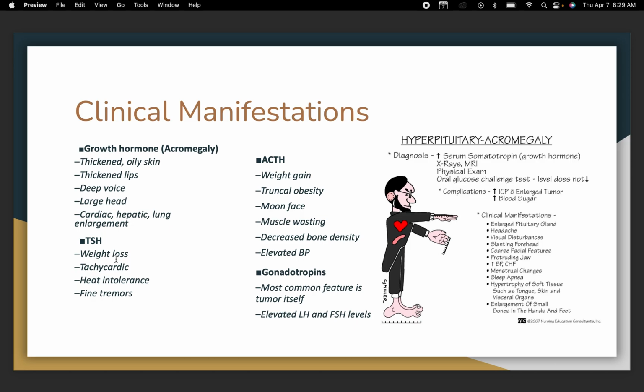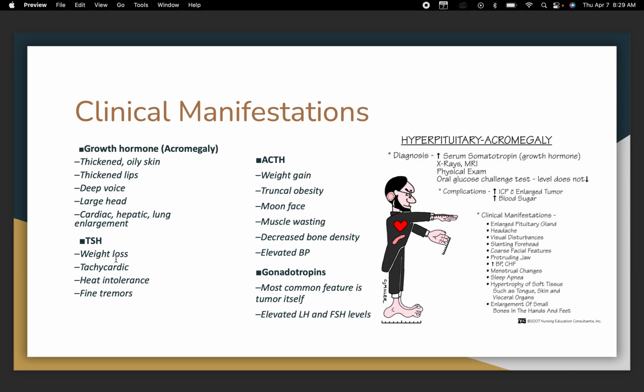With growth hormone, you're going to see acromegaly, that thickened, oily skin, thickened lips, deep voice, large head, cardiac, hepatic, and lung enlargement. With the thyroid stimulating hormone, you're going to see weight loss, tachycardia, heat intolerance, and fine tremors. With the adrenocorticotropic hormone, you're going to see weight gain, truncal obesity, moon face, muscle wasting, decreased bone density, elevated BP. And with the gonadotropin hormones, the most common feature is the tumor itself, where you can have elevated luteinizing hormone and follicle stimulating hormone levels.